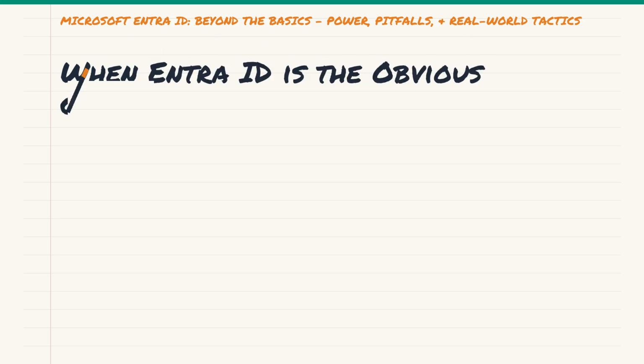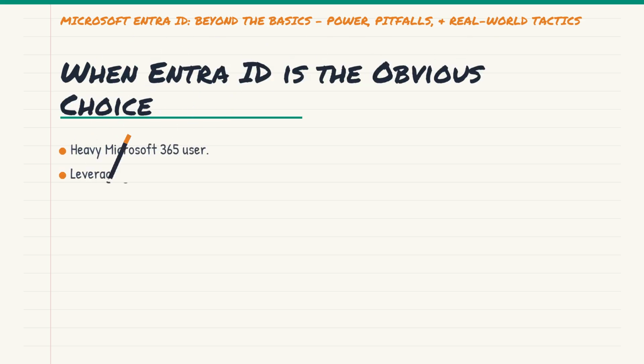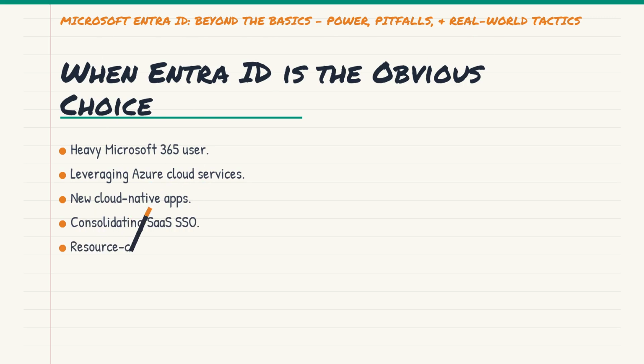So, when is Entra ID the absolute no-brainer? If you are a Microsoft 365 shop, that's step 1. If you are heavily invested in Azure services, and need seamless integration with compute, storage, and other PaaS offerings, Entra ID is your IAM foundation. For organizations starting fresh with cloud-native applications and a modern identity strategy, it's often the most cost-effective and integrated solution.